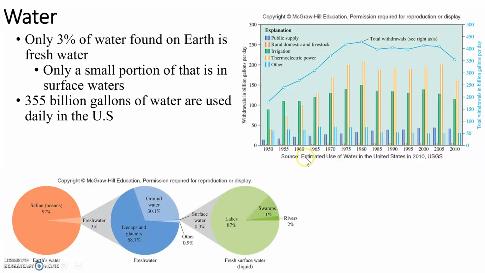This graph here shows the estimated use of water in the United States in 2010, the last year being 2010, so it shows water use over time. The line is the total withdrawal in billions of gallons per day. So you can see that we are at about 355 billion gallons a day. The majority of this water that we use is not for direct consumption. A lot of it goes into irrigation for the crops that we grow, which is the green bars, and then the yellow-orange bars, which is for the generation of power.